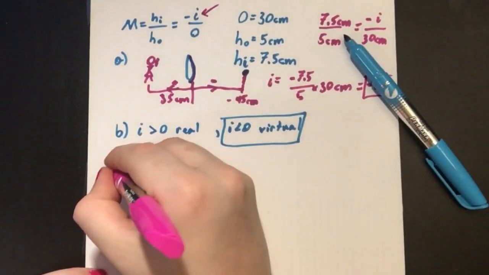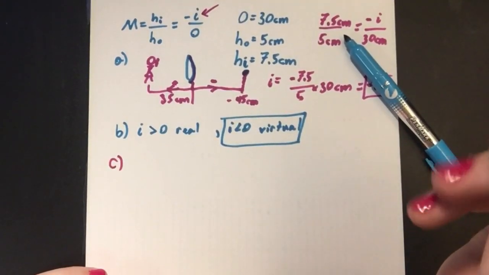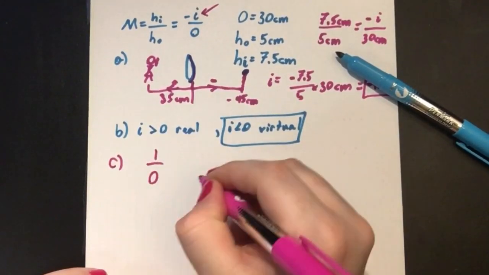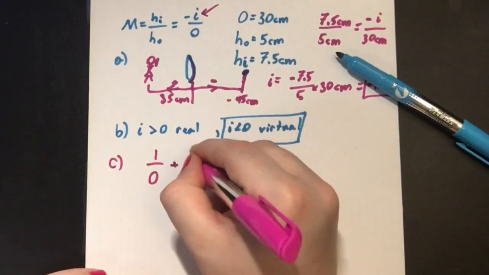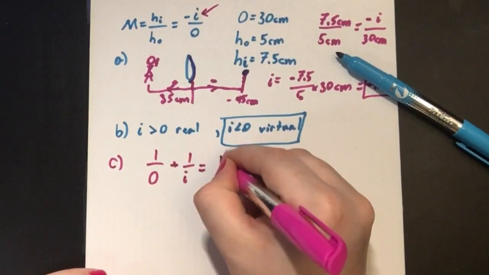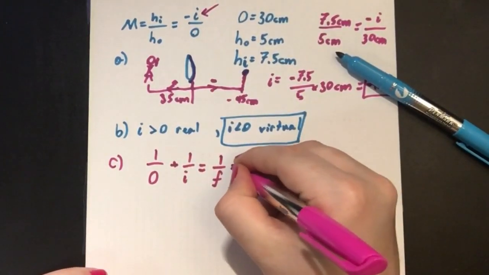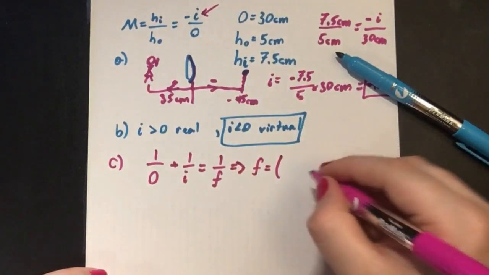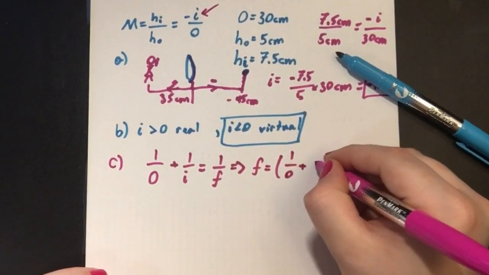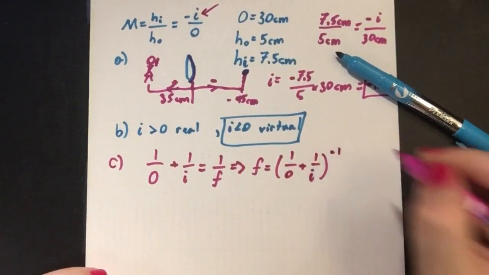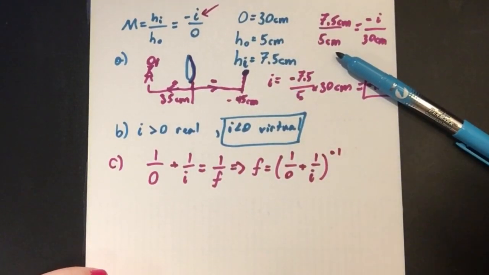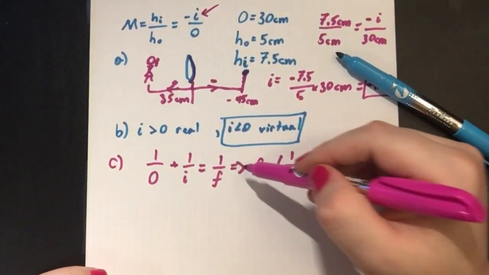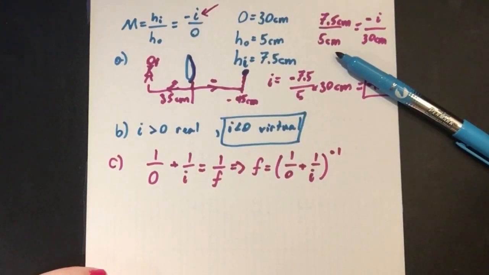Okay, part C. We want to calculate the focal length of Lucy's mirror. So this equation is 1 over the object's distance plus 1 over the image's distance equals 1 over the focal length. Since we're trying to find the focal length, we're going to say F equals 1 over the object plus 1 over the image, to the negative 1. I multiplied the F over and divided this whole thing over to the other side, which is why it's to the negative 1.